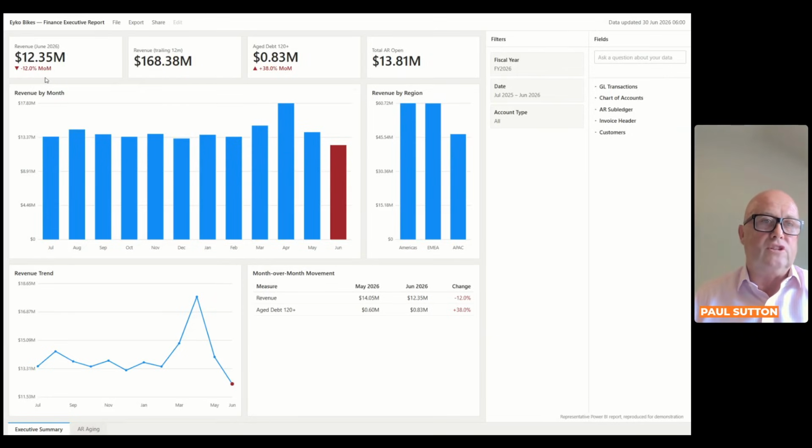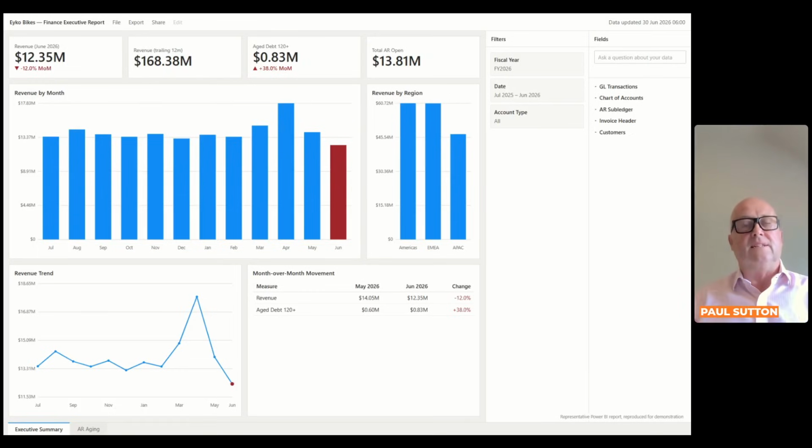Up here at the top, it's basically saying that revenue is down for the month of June by a significant amount, by 12%. And the immediate conclusion somebody might derive from that is that June summer holidays sales took the month off, etc. That's a semi-natural conclusion that somebody might jump to when they look at this type of information. But what you're also seeing here is that our aged debt has increased quite significantly in the period. It's gone up by 38% in the same period.